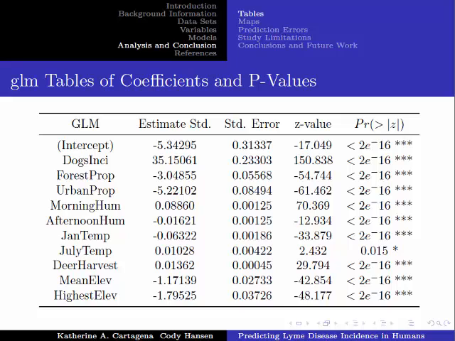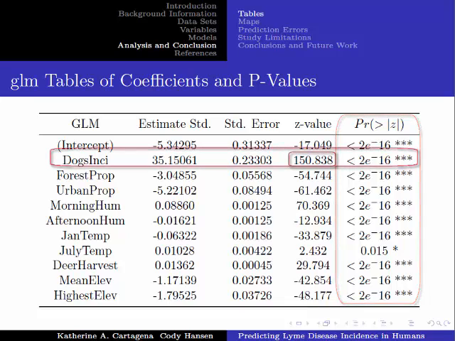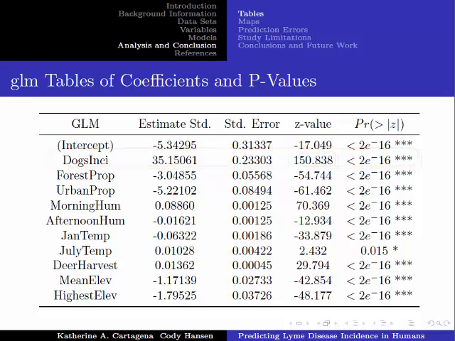Here we have the GLM table of coefficients and p-values. Every predictor variable is significant here. Also, it's important to note that dog incidence is the most significant of our predictor variables because it has the highest z-score out of all of them.